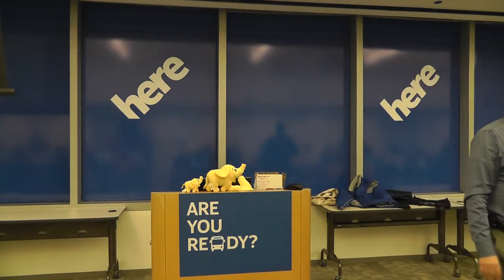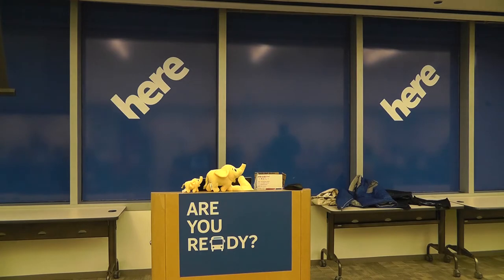Yes? Of all the reasons to choose one system over the other, what do you think about the ease of use? Like how easy it is to develop your queries and reports in one system over the other? Can you repeat the question? Thank you. The question is how important is ease of use in developing your queries and your reports?